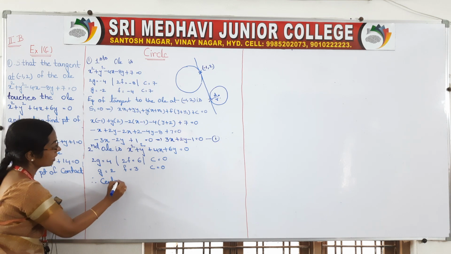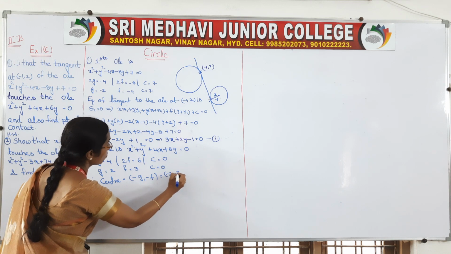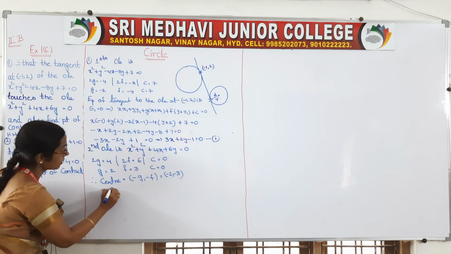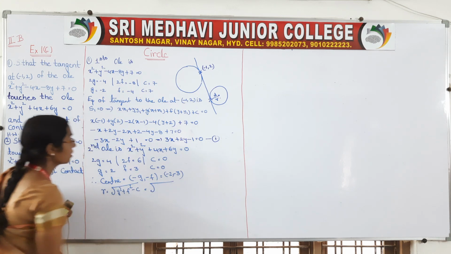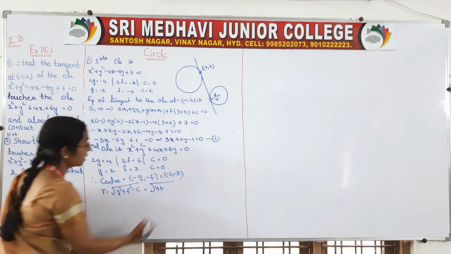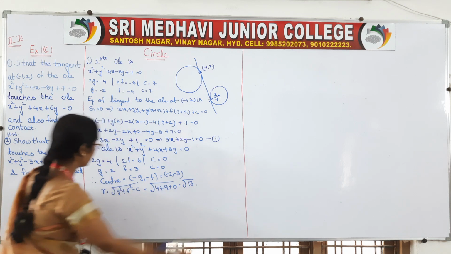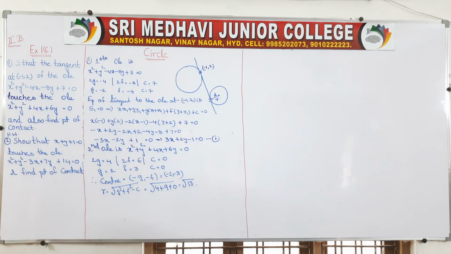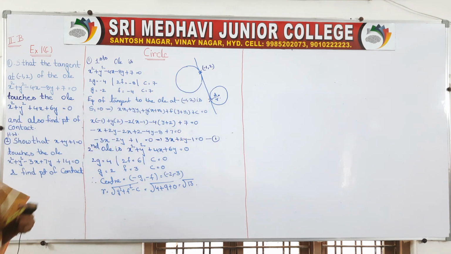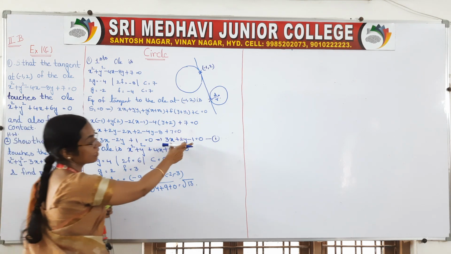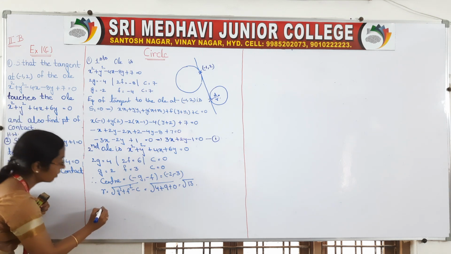Therefore, center, as usual, what is the formula? Minus g, minus f: minus 2, minus 3. Find out radius is equal to root of g square plus f square minus c, is equal to root of 2 square 4, 3 square 9, plus 0, is equal to root 13. We got our r is equal to root 13. Suppose if I get a d also root 13, then we can say that this line touches the circle also. So try to find your d value.